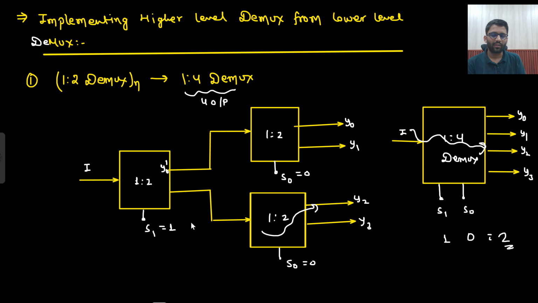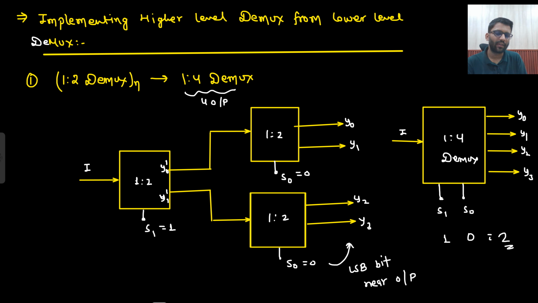So here this is Y1 bar. Here your LSB bit will be near to the output. LSB bit near the output, just the opposite of mux. In mux, your MSB bit was near to the output. Let's take another example. It will be more clear to you what I am saying. Basically, this is your Y0 bar, this is your Y1 bar, this is your Y0 bar, this is your Y1 bar.